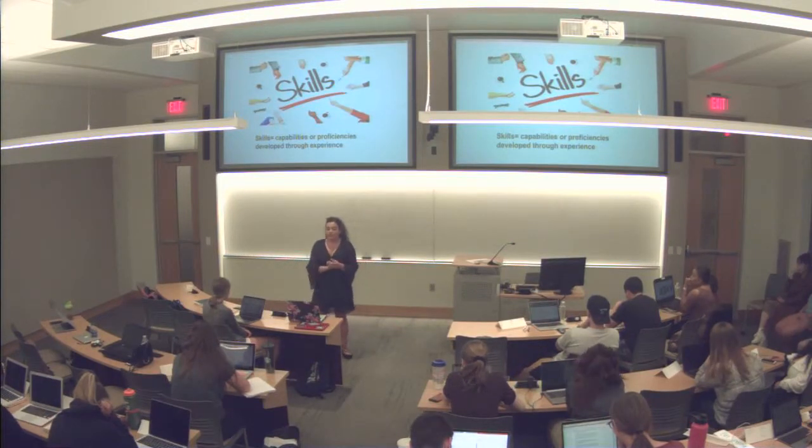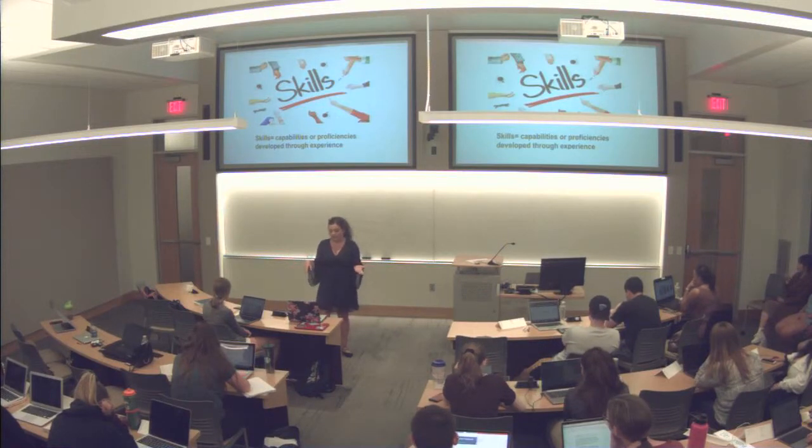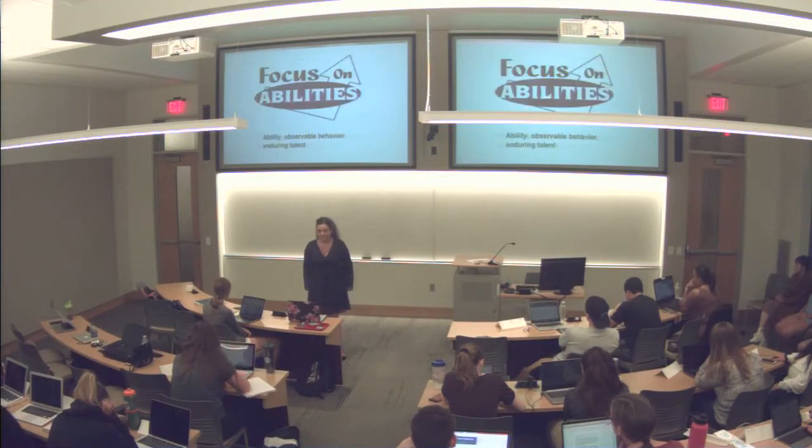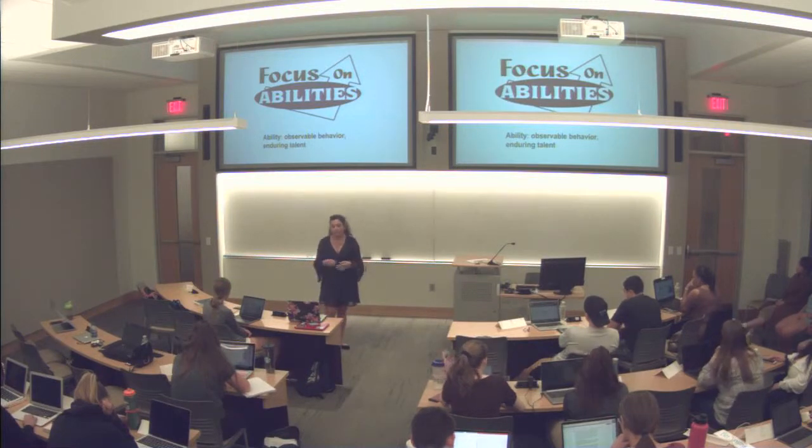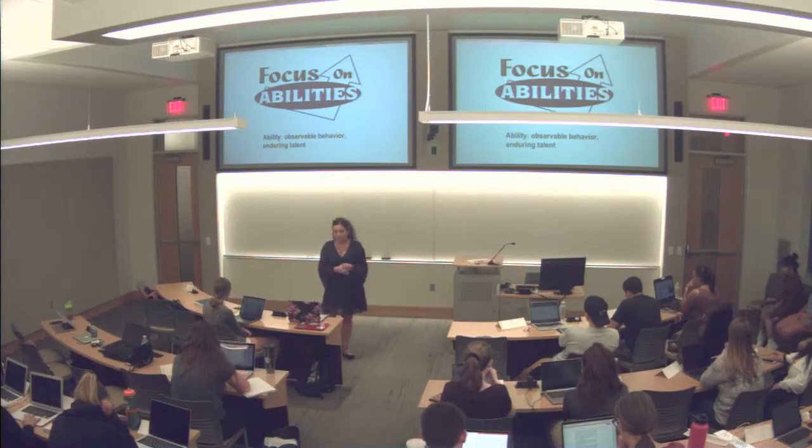Going into skills, they're capabilities or proficiencies developed through experience. This is generally hands-on experience, and I'm going to give examples of skills later on and go further into that. Ability is the one that generally gets most confused by people. It's observable behavior or an enduring talent, and I'm going to have some examples of ability down the line, but that is the last aspect of the KSA in a job description.